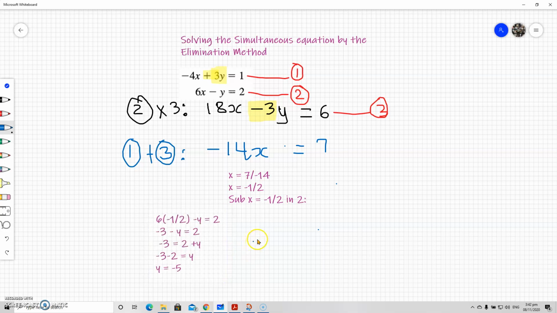So my final answer is x is equal to minus a half and y is equal to minus 5. These two values satisfy the initial pair of linear equations on top here. So I'll put down the answer as a general result: x equals minus a half, and y is equal to minus 5. This satisfies this pair of linear equations.